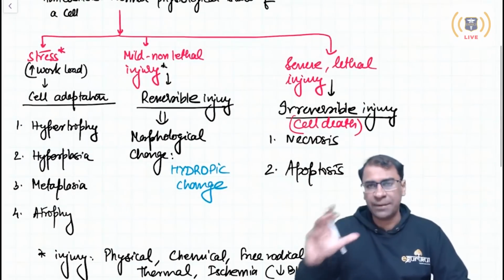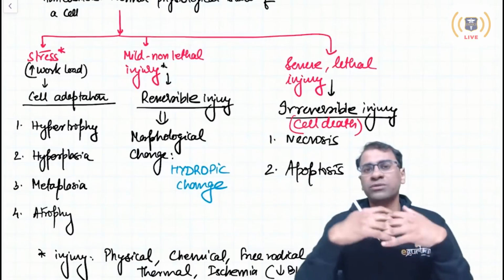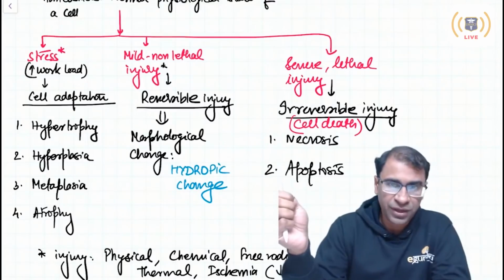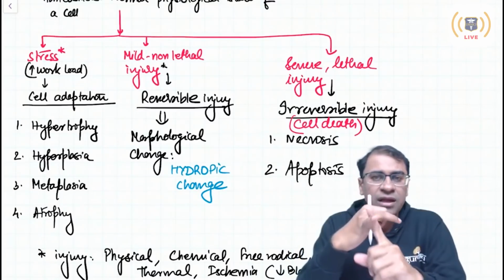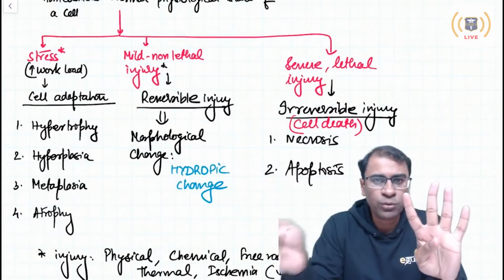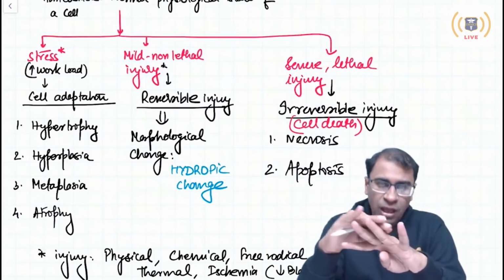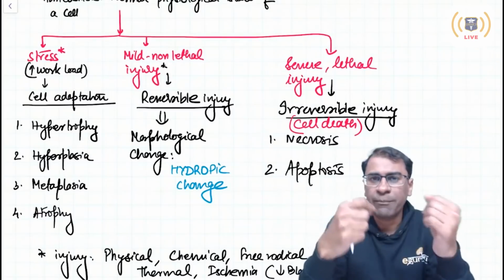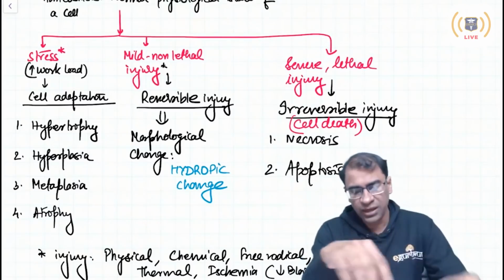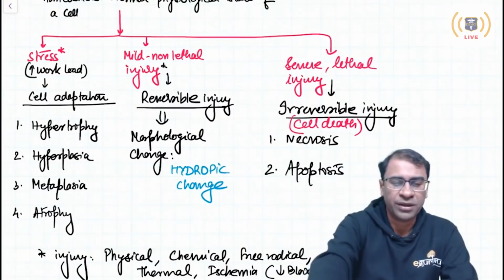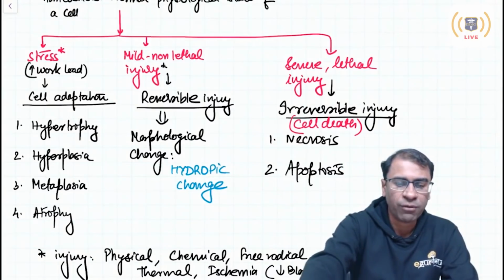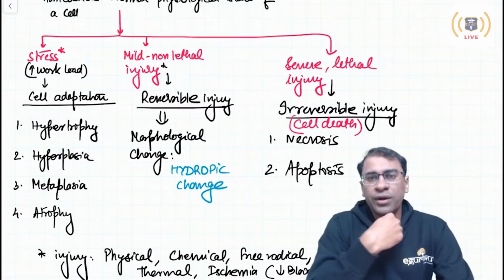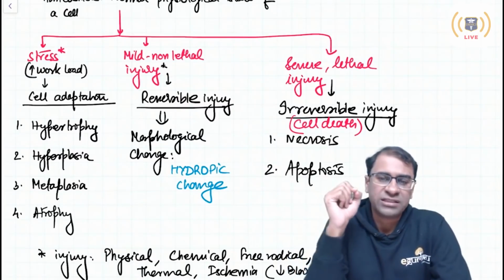So this is where we begin the chapter today, telling you what the forms of injury are and what the morphological changes occurring because of those injuries are. If there is a stress, the cell adapts itself. The four types we'll talk about today: hypertrophy, hyperplasia, metaplasia, atrophy. Then we move to mild non-lethal injury, where the morphological change is in the form of hydropic change. And finally we'll talk about the irreversible injury called necrosis and apoptosis.